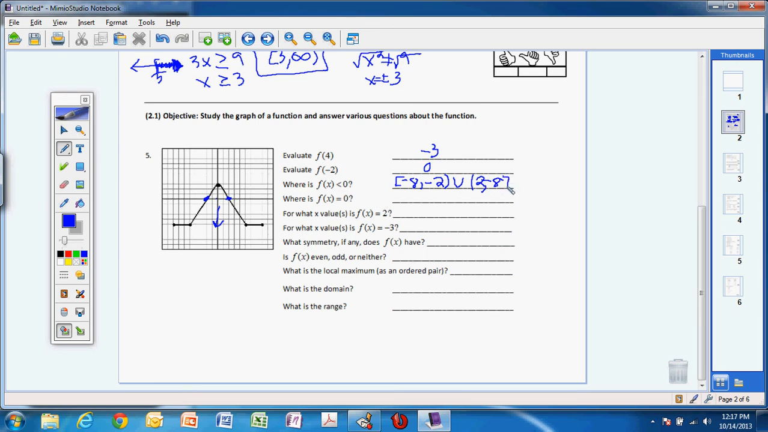And then I can have a bracket on that because I actually have a point there. So all of those y values in that interval are negative, or less than 0. So that's all we have to do for that one.